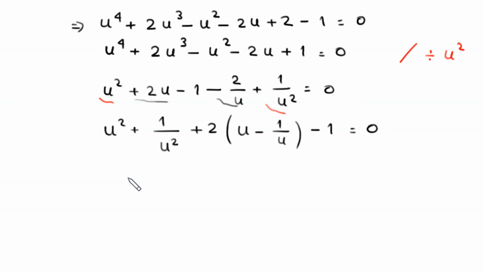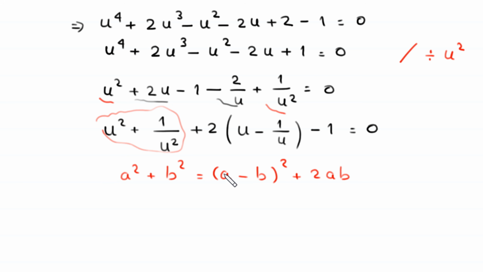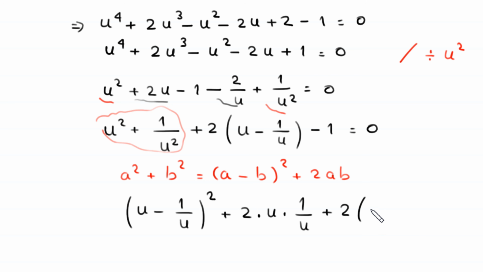By using the algebraic identity a squared plus b squared equals a minus b whole squared plus 2ab, we can write u squared plus 1 over u squared in this form: u minus 1 over u whole squared plus 2 times u times 1 over u, plus 2 times u minus 1 over u, minus 1 equals 0.